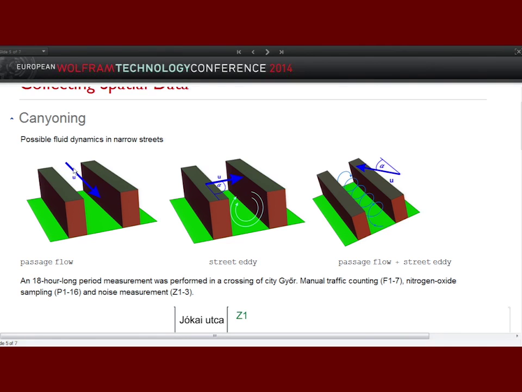We can observe different fluid dynamics depending on the angle of the wind direction and the building's direction and the canyon's direction. If the wind is almost parallel to the canyon, we can have a passage flow. If it is almost perpendicular to the canyon, we have street eddies. And when it is somewhere between, we can have both at the same time. Of course, if we go to the field in a real crossing, the wind will not keep just one direction, it will move. So we can have both passage flow and street eddies.